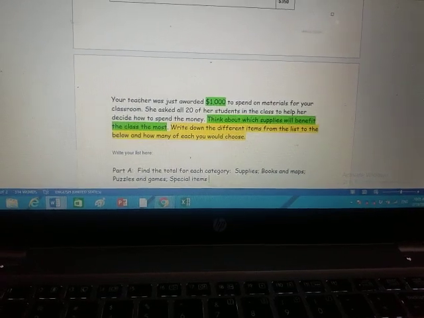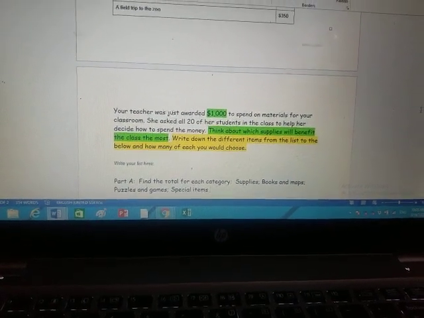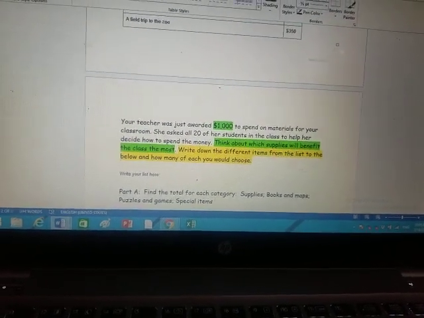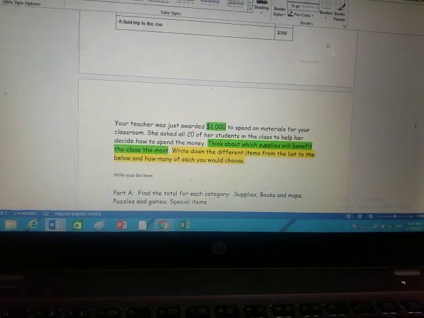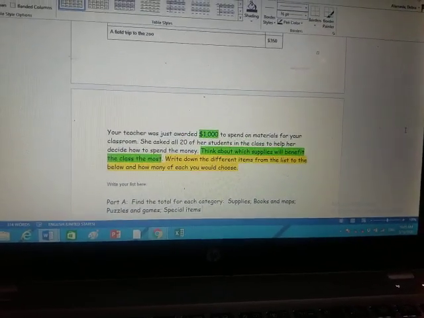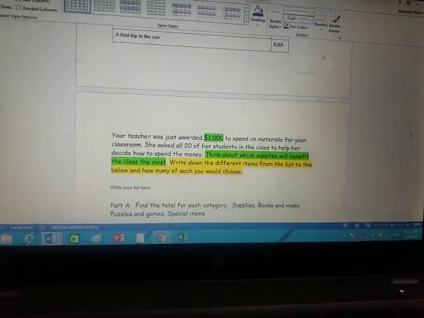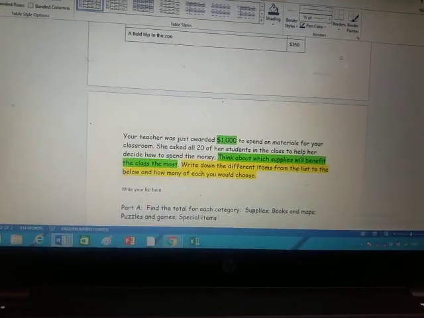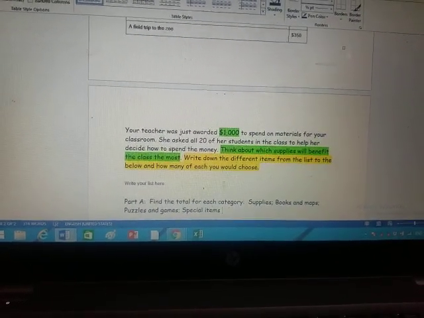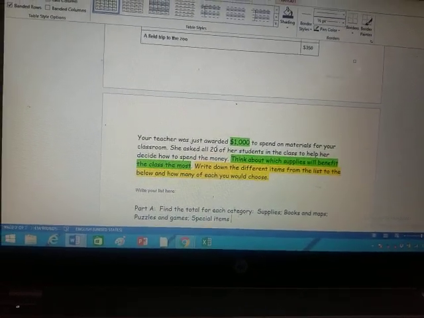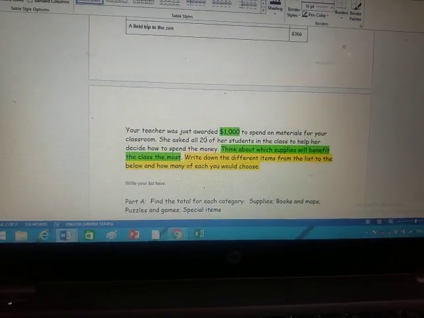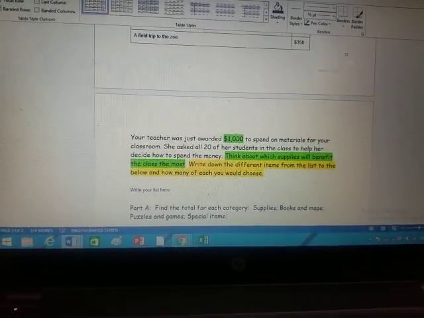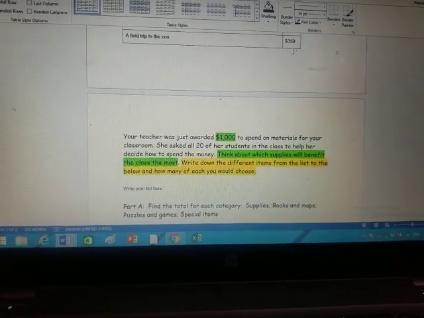I highlighted some key words that you need to pay attention to. So your teacher was just rewarded $1,000 to spend on the classroom. She asked all 20 of her students in the class to help her decide how the money's spent. Now in my class, if you remember when we did evidence and highlighting keywords, there are some parts in these word problems that don't matter. So if you see that I did not highlight the 20 students in her class because this is just a number that they're throwing in to confuse you, we don't need to worry about the 20 students in their class. We're worrying about the $1,000 that she's spending and the money from all of the supplies.